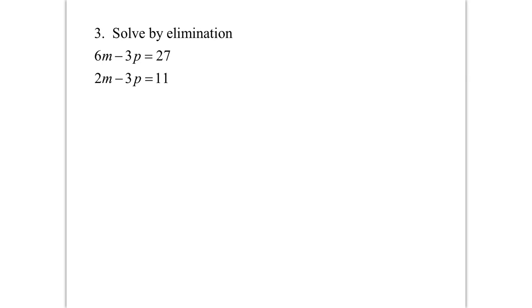Step number 2, you guys choose one variable to cancel. But remember, we want to have the same coefficient and different sign. So I'm looking at the m's.